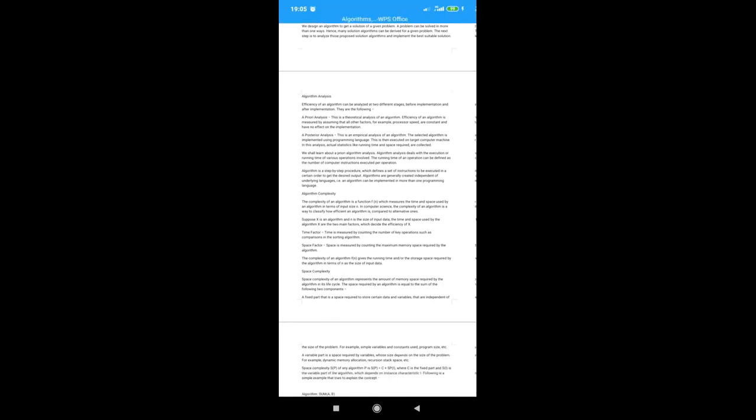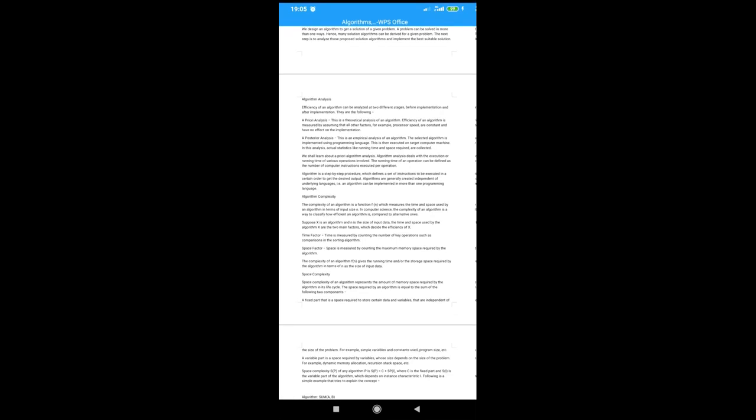The complexity of an algorithm, which is f of n, gives you the running time and or the storage space required by the algorithm in terms of n as the size of the inputs. Space complexity.